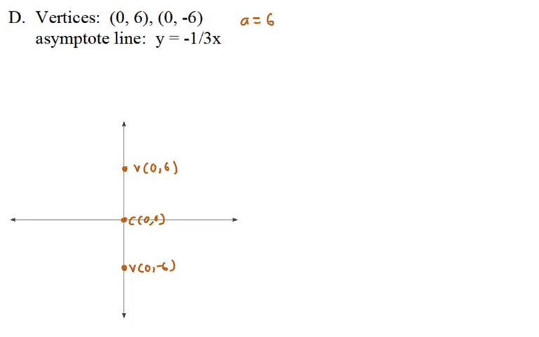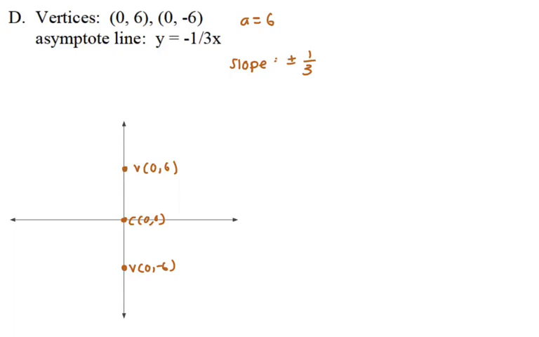And then what are we told here? Very different piece of information. We are told that one of the asymptotes has a slope of negative 1/3. So we have two slopes then, positive and negative 1/3. So let's take a look.